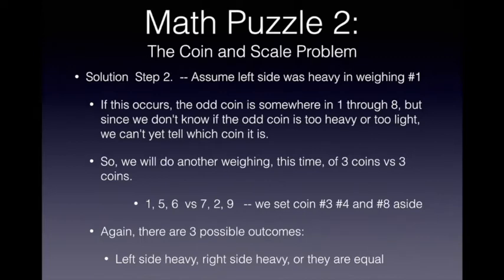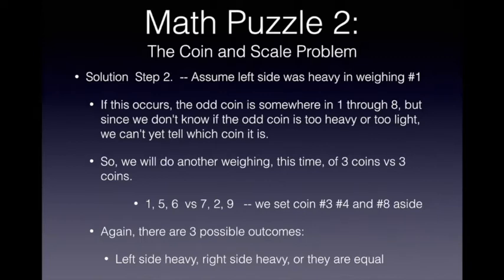This time 3 coins versus 3 coins. But there's a trick. We're going to swap things up a little bit. We're going to weigh 1, 5, and 6 versus 7, 2, and 9. Now this is a little bit subtle.